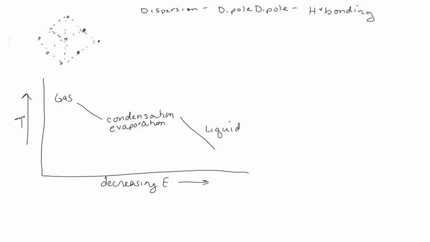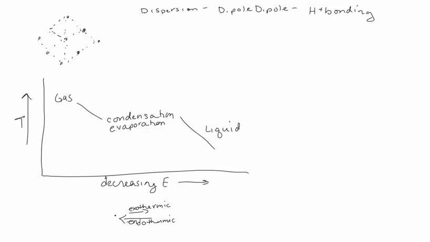So condensation, or going from a gas to a liquid, is an exothermic process. So as we go this way, we are exothermic. We are giving off the energy. As we go this way on the graph, we're going to be endothermic. That means we're going to be absorbing the energy. So it takes energy to evaporate liquid, and it gives off energy when we condense our gas to our liquid.